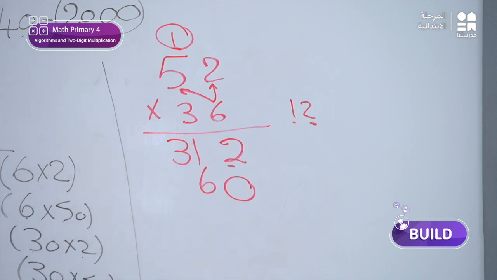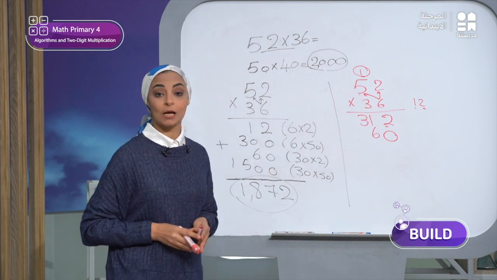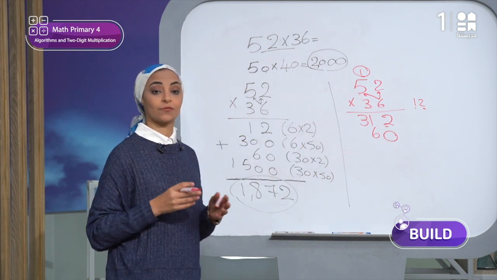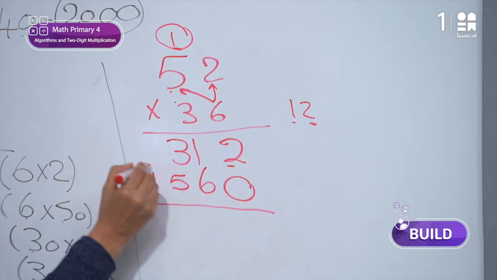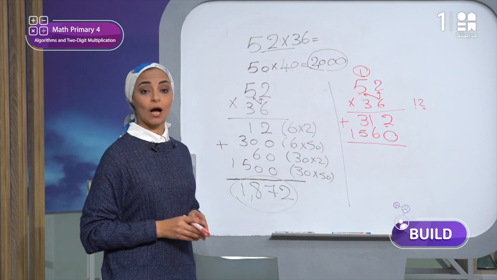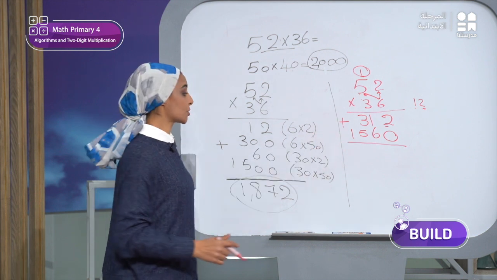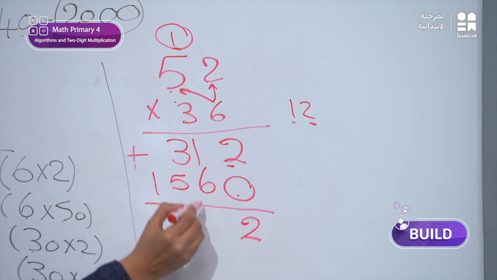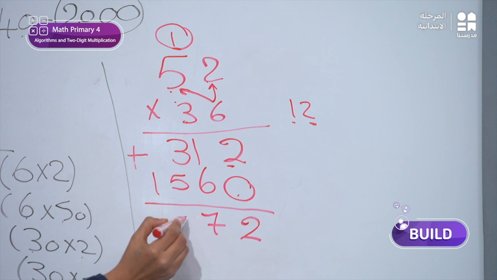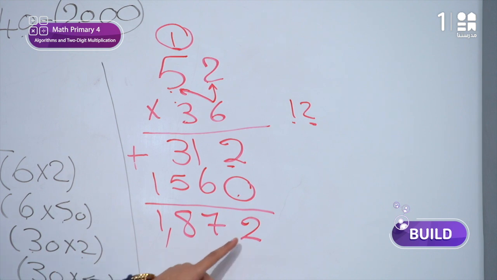Then what should I do? I will multiply 3 times 5. 3 times 5 equals what? 3 times 5 equals 15. Then the last step, what should I do? I will just add these two numbers, okay? So 2 plus 0 equals 2, 6 plus 1, 7, 5 plus 3, 8, and 1 in the thousand. So the answer is 1,872.